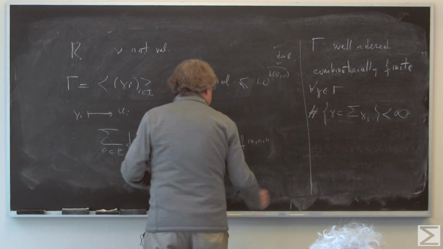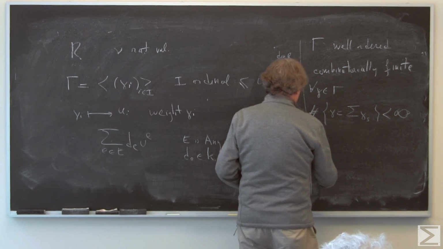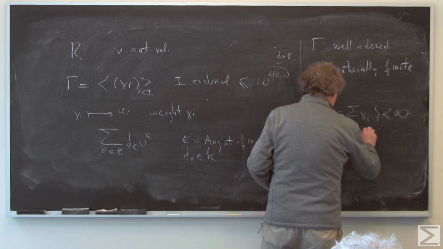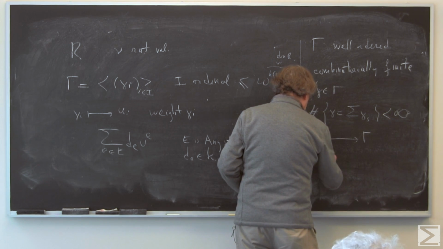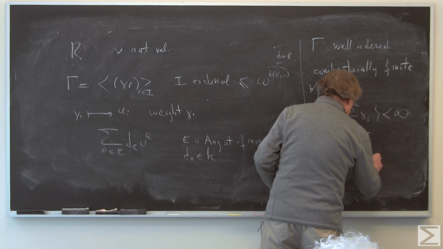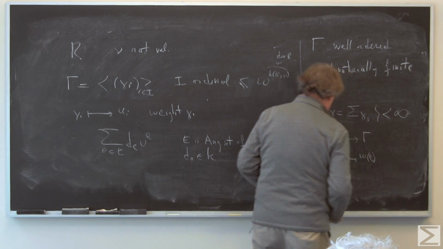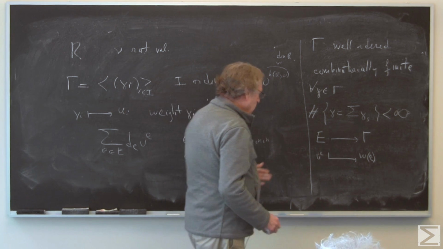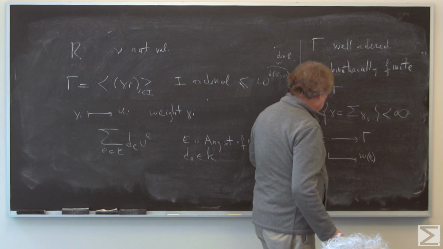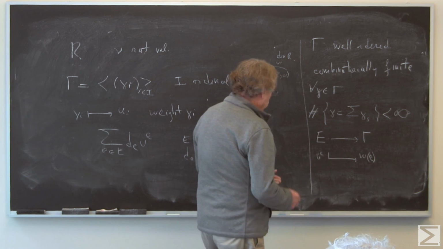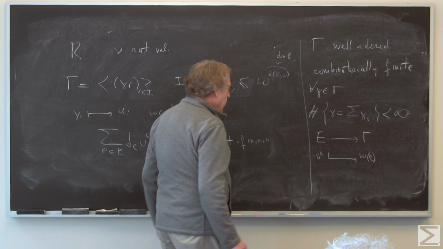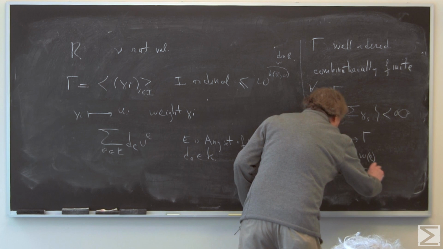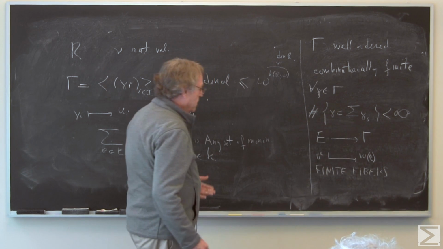What it tells me is that if I look at the map from the set of monomials, any set of monomials, it could be all monomials, to gamma, which to a monomial u to the e associates its weight. Okay, u to the e, that's u1 to the e1, or ui1 to the er1, and so on. So the weight is a combination of the weights of the variables which appear here. This has finite fibers. Okay, this is an equivalent statement.